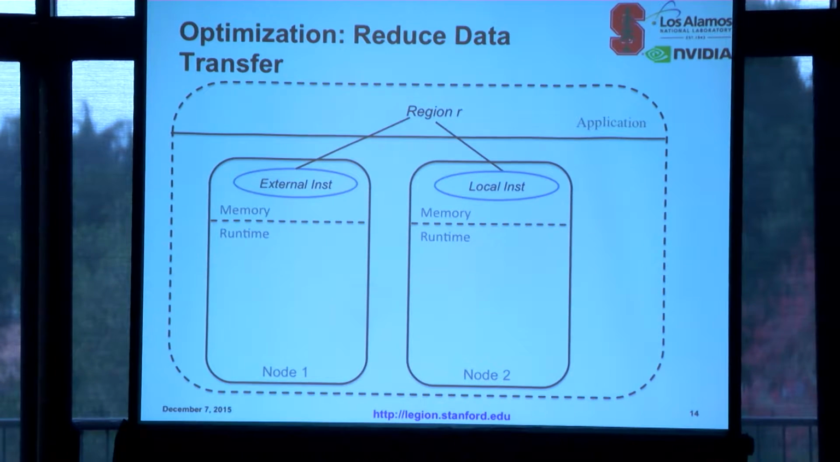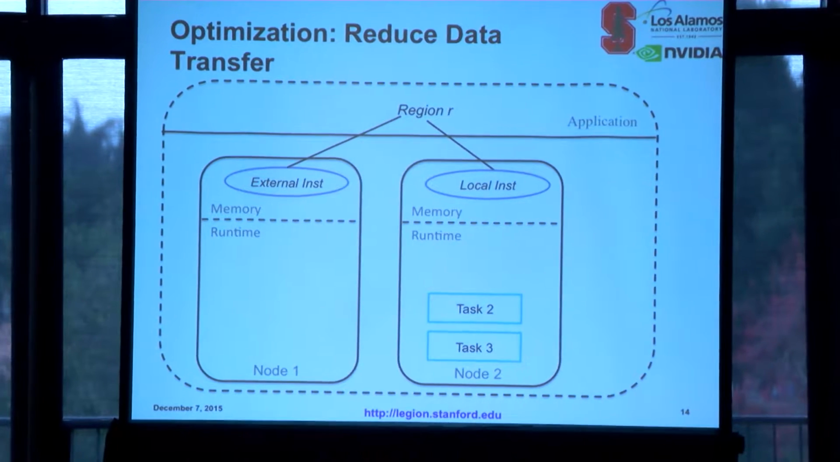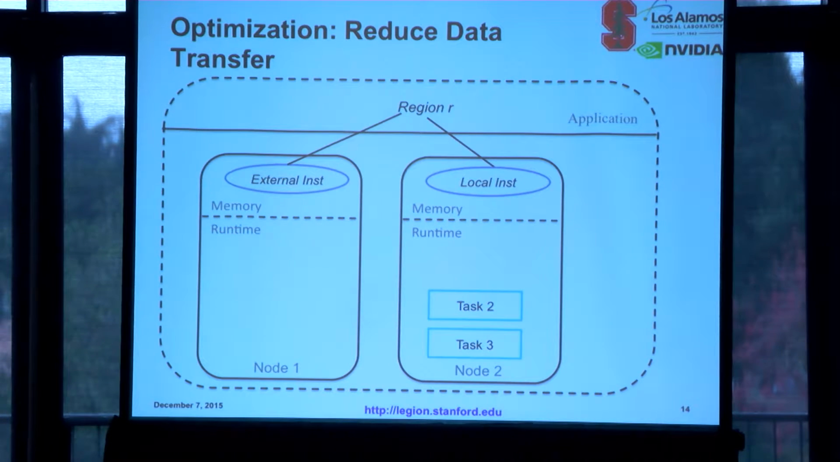Upon the completion of task 1, there could be some other tasks that also need the external instance. Because Legion manages the consistency and availability of the external resource and the local copies, Legion knows that this local instance has the most up-to-date version, and it has better performance compared to the external instance. So tasks 2 and 3 can just use the local copies instead of fetching data from a remote server.